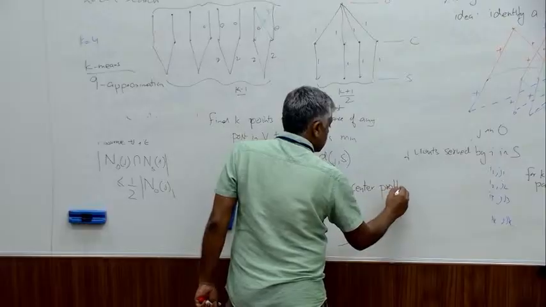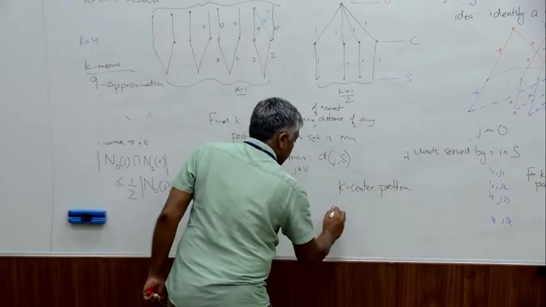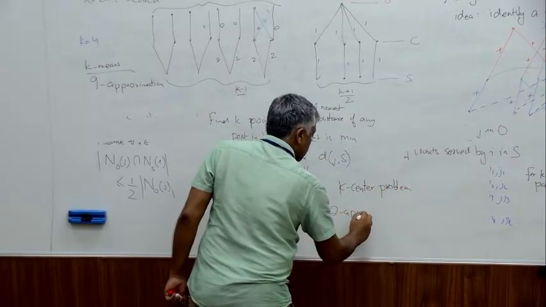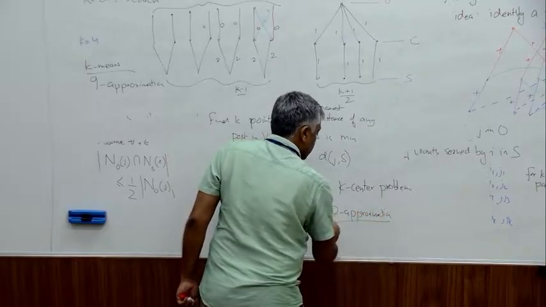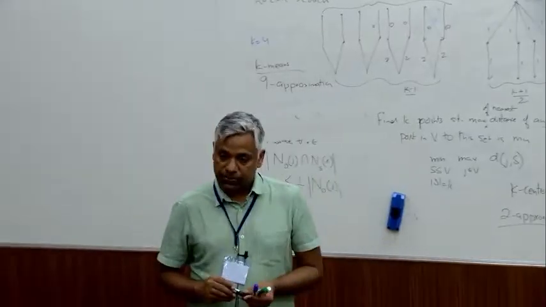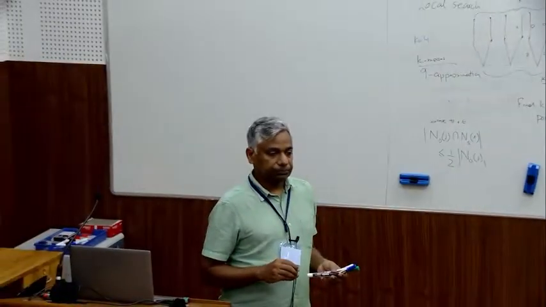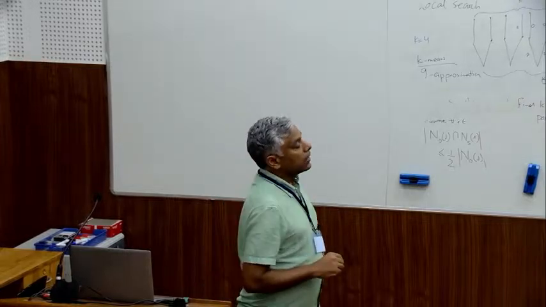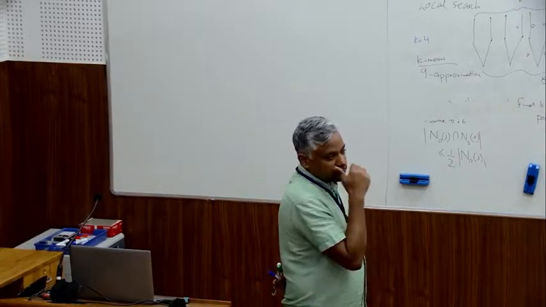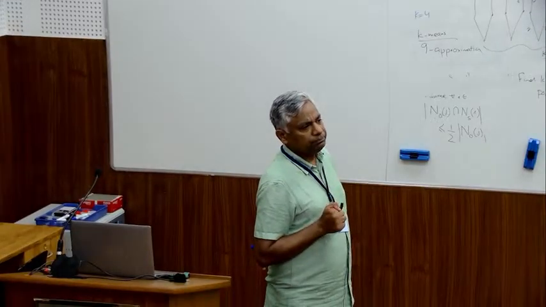And the best is a 2 approximation. It doesn't use local search. And this is also the best possible, right? You cannot get a 2 minus epsilon approximation. Does the local search algorithm make sense for k-center?